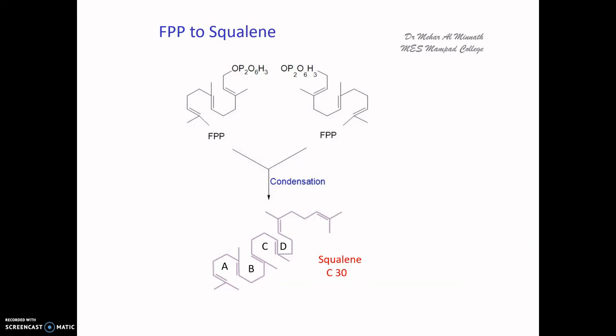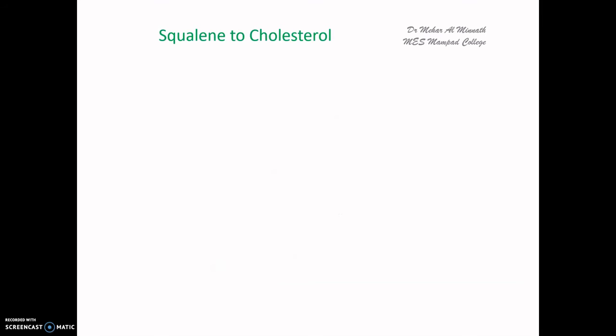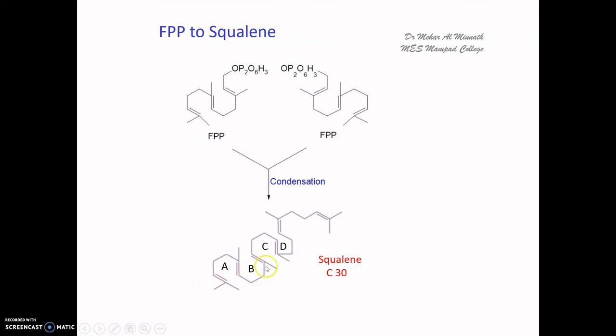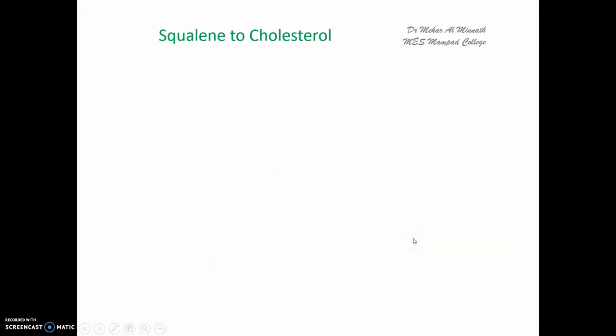Alright, now next, squalene is to be converted to cholesterol. Now, squalene is a 30-carbon compound. It is an open chain compound. It's not a ring compound. So ring closure has to happen. Now we have the squalene.